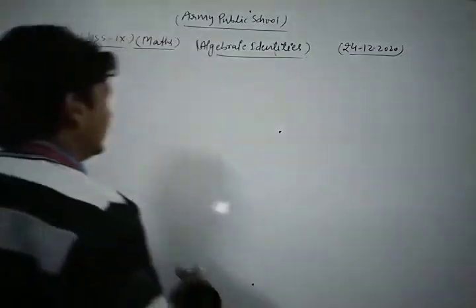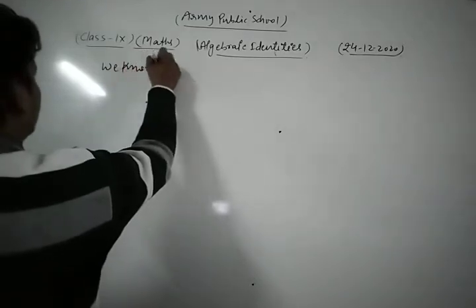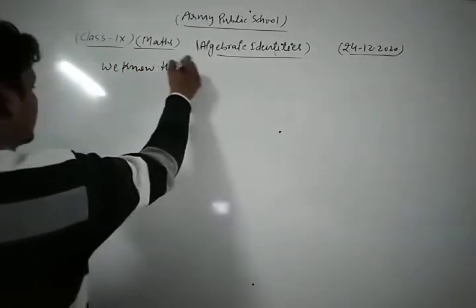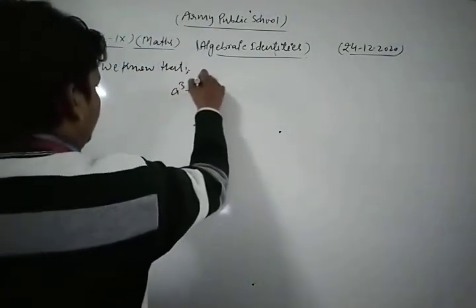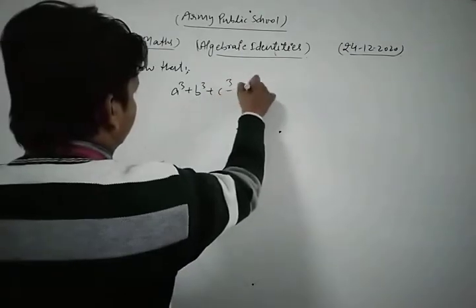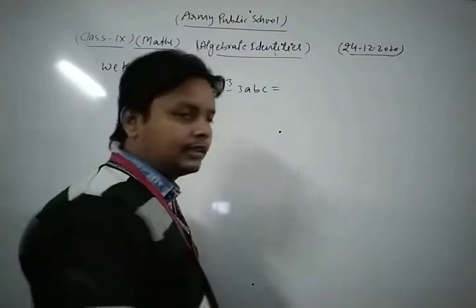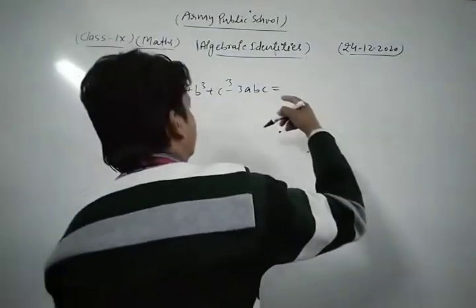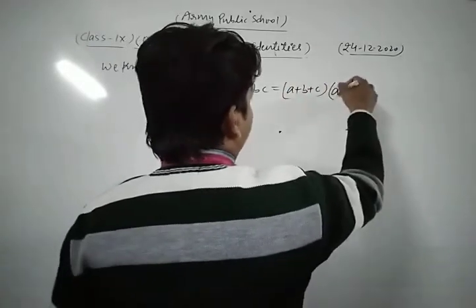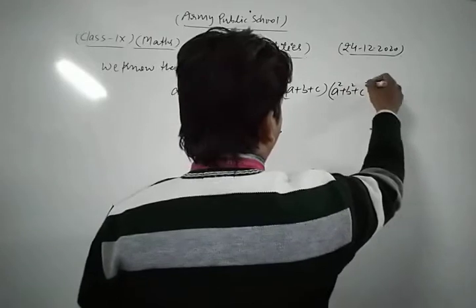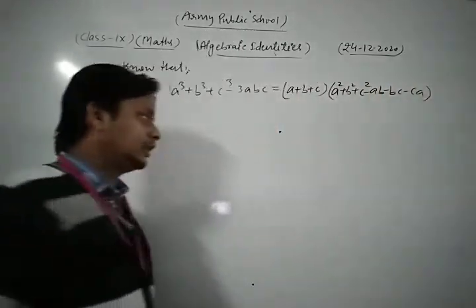Dear students, you know that one of the most important algebraic identities is what? You know that a cube plus b cube plus c cube minus 3abc is equal to what? We already discussed that. What is the formula of that identity? It is a plus b plus c in one bracket, and in another bracket a square plus b square plus c square minus ab minus bc minus ca.